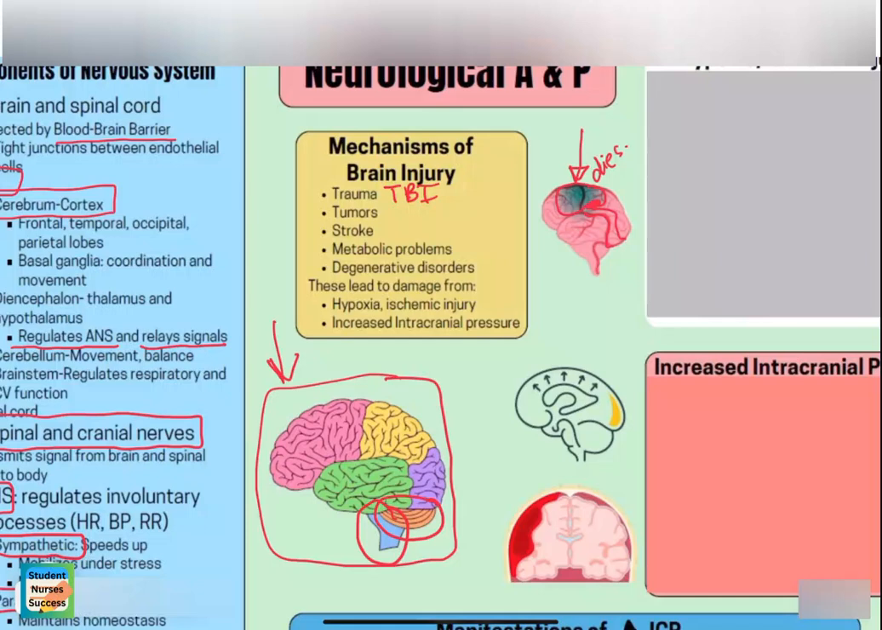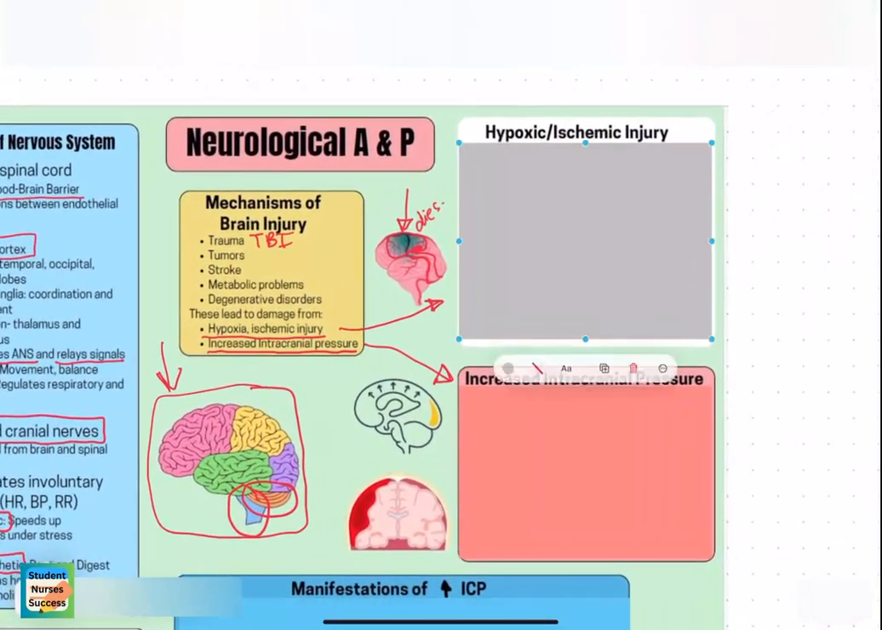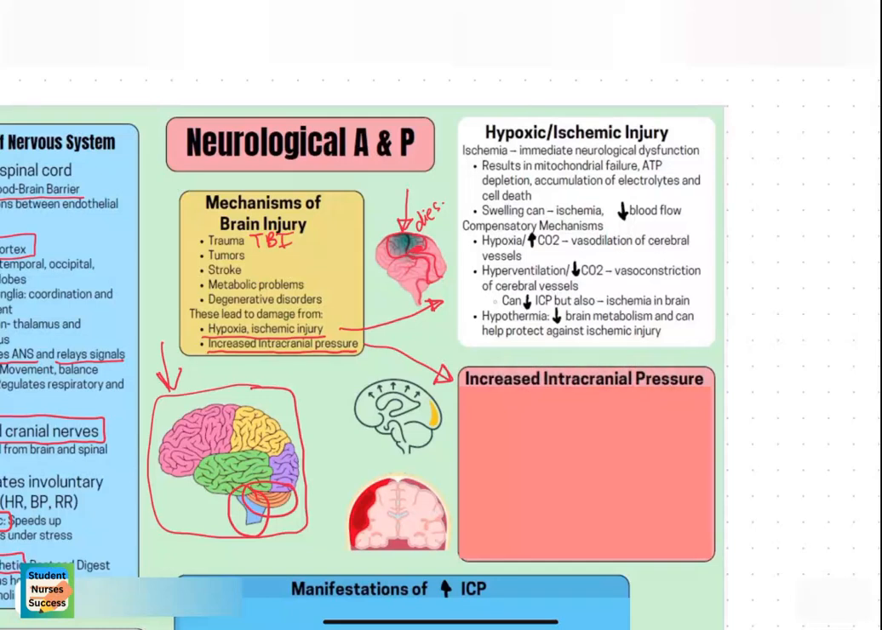For the most part, mechanisms of brain injury lead to damage from two main things: hypoxia or ischemic injury, meaning oxygen doesn't get to a certain area of the brain, or there's an increased pressure, which can cause ischemia, hypoxia, and damage to the brain as well. So, we're actually going to talk a little bit more about both of these things and expand on them a bit. Let's talk about hypoxic and ischemic injury.